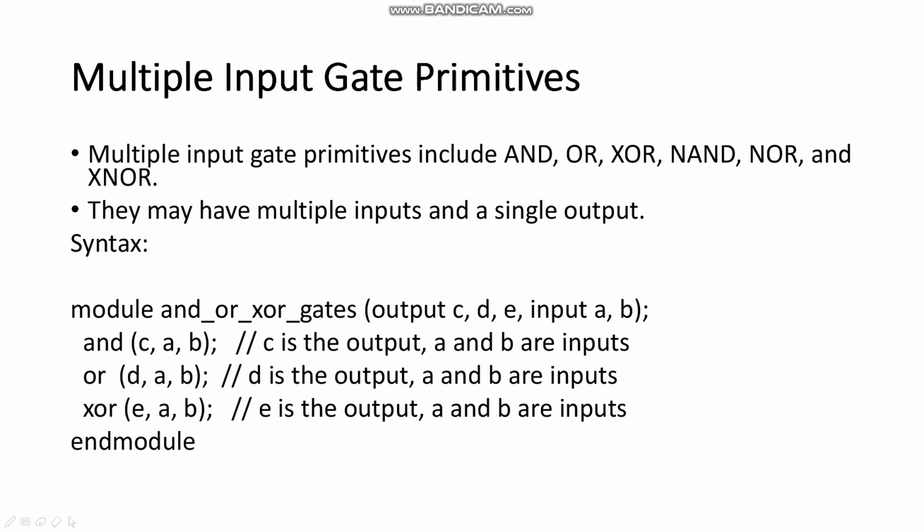See the syntax: module for AND, OR, XOR gates. I am implementing the AND gate, OR gate and XOR gate, writing the Verilog code here. The output and input ports are here, and after that I am directly taking the keyword AND: C comma A comma B. C is the output and A, B are the inputs. Here D is the output and A, B are the inputs. Here E is the output, sorry, and A, B are the inputs. XOR and OR I am implementing here.